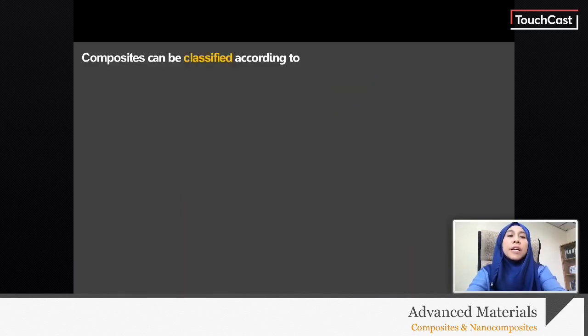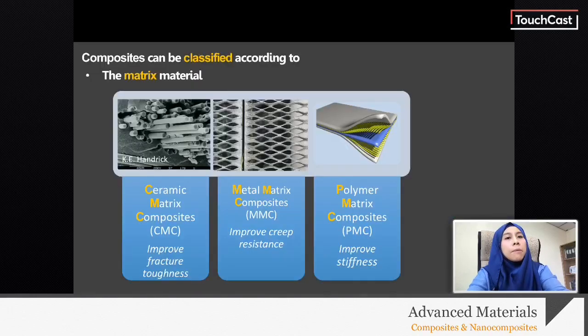Composites can be classified according to the matrix material, and examples are ceramic matrix composites, or CMCs, metal matrix composites, or MMCs, and polymer matrix composites, or PMCs. And the properties of these composites are, for example, to improve fracture toughness, to improve strength to weight, to improve creep resistance, or to increase stiffness.